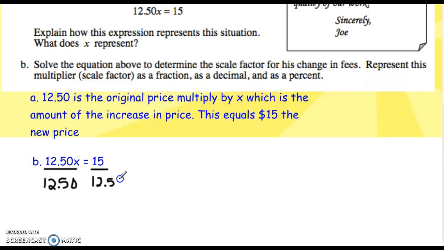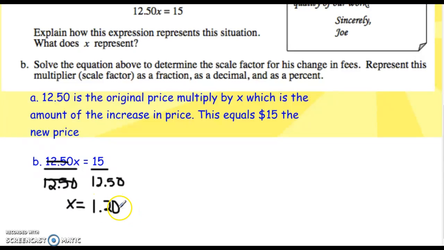Okay, so on the left, I'm left with x because 12.50 over 12.50, those cancel and that equals 1. x equals 15 divided by $12.50. So you can do that on your calculator quick. If you do the math for it, you should have got 1.2. Okay. So our scale factor is 1.2, and it wants me to write it as a fraction, a decimal, and a percent.